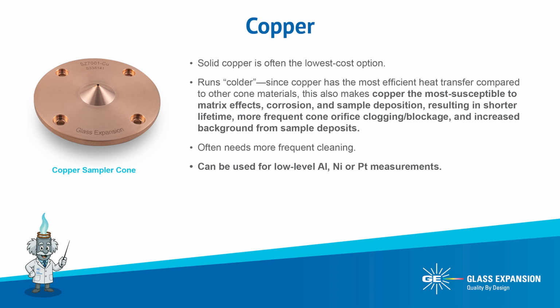However, in addition to cost, you must also consider performance and lifetime when choosing a cone. Since copper has the most efficient heat transfer compared to other cone materials, it runs colder, which also makes it the most susceptible to matrix effects, corrosion, and sample deposition, leading to a shorter lifetime, more frequent cone orifice clogging or blockage, and increased background from sample deposits.